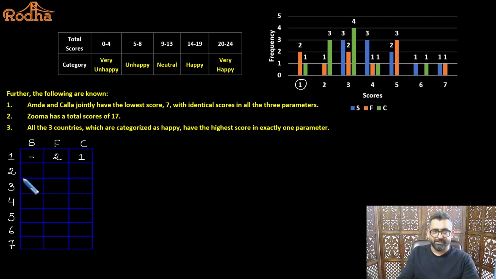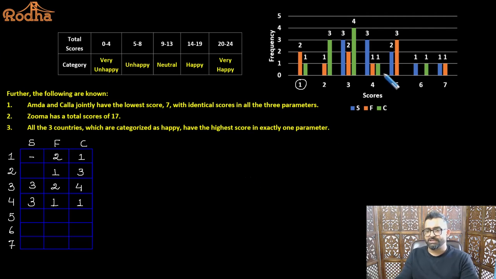Okay. If I look at 2, in F there is 1, in C there are 3 times 2. Okay, score of 2 in S is 0, score of 2 in F is once, score of 2 in C is thrice, score of 3 in S is thrice. Okay, here it is 2, then 4, score of 4, this is thrice, score of 4, here it is once, and here it is once.